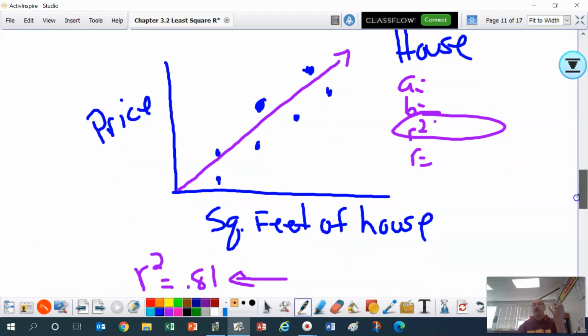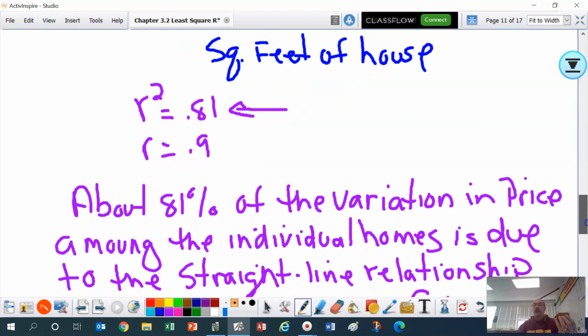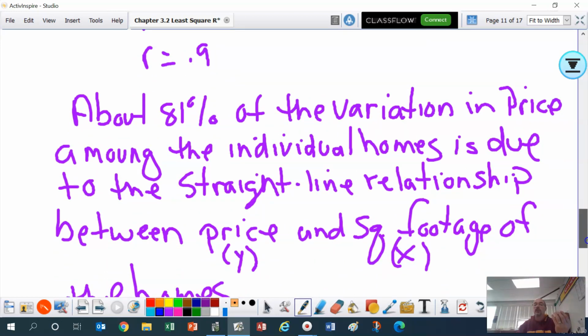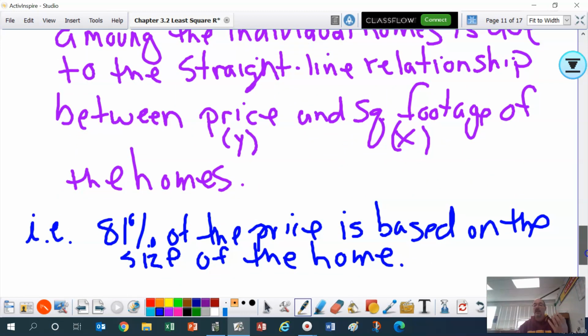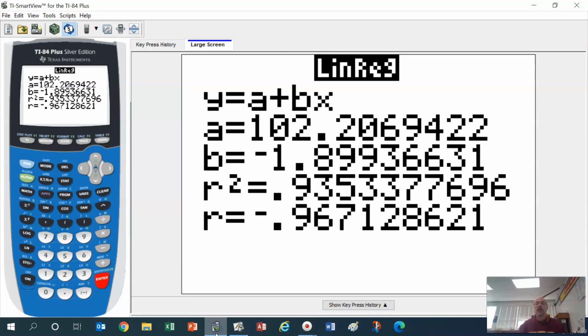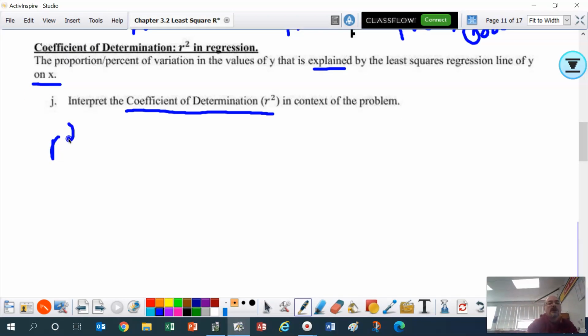So square footage of a house, price, coefficient of determination is 0.81, which is 81%. 81% of the variation in price among the individual homes is due to the straight line relationship between price and square footage of the home. In other words, 81% of the price is based on the size of the home. Now looking at our problem, ladies and gentlemen, the temperature. Well, here it says R squared is, I'm going to round it to 0.94. All right, so R squared equals 0.94.